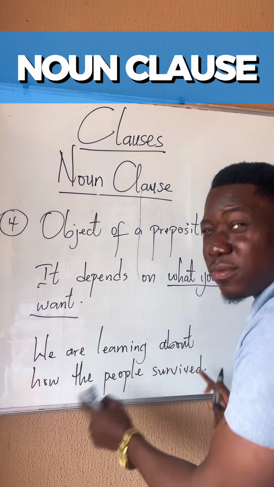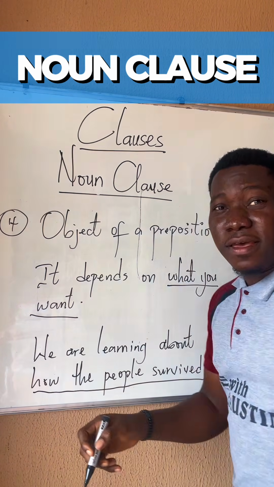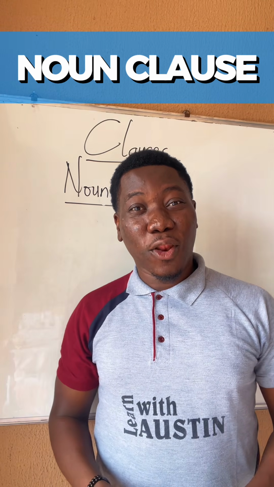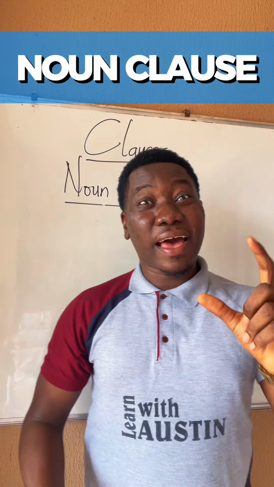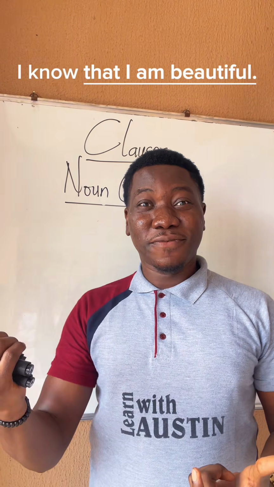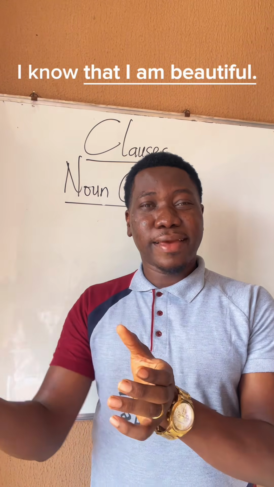What are we learning about? We're learning about this thing, how the people survived. That's a noun clause here. Now, what are some common words that introduce a noun clause? You have words such as that. I know. I know what? I know that I am beautiful. I know that I am intelligent.